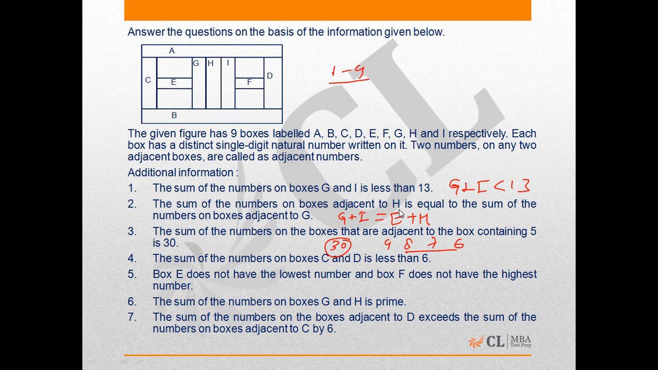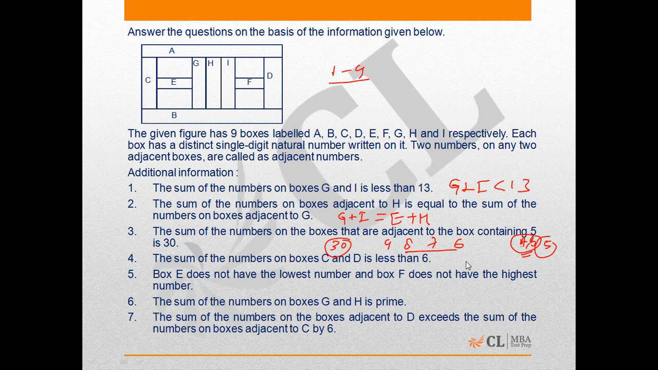This means the box that contains 5 has at least 4 boxes adjacent to it. From the figure, it can be noted that the maximum number of boxes that can be adjacent to any box is 5, and this is possible for boxes A and B. For the rest of the boxes, the number of adjacent boxes is either 5 or 4 or less than this.